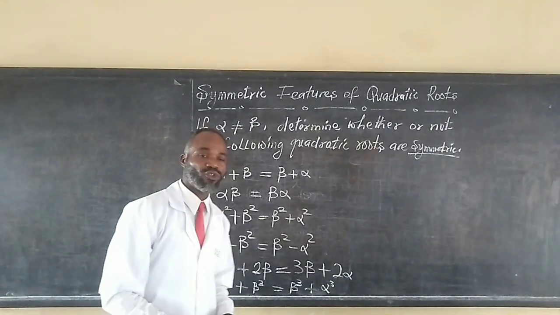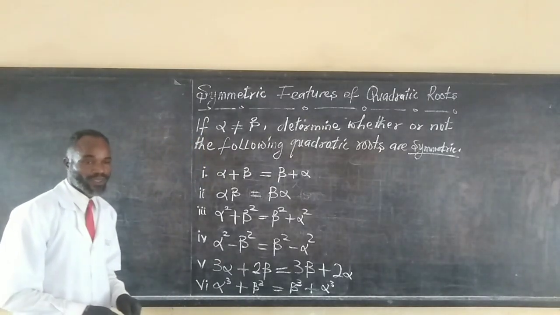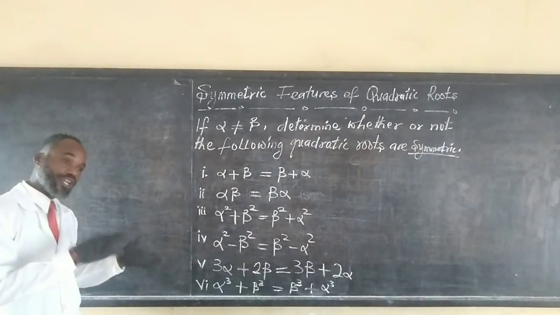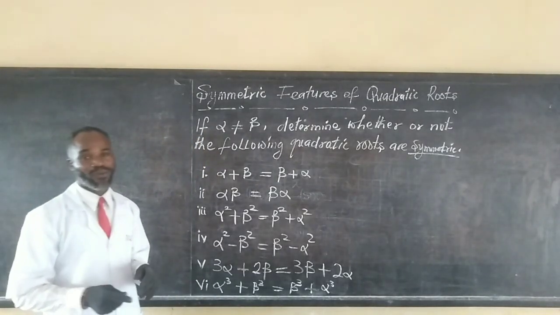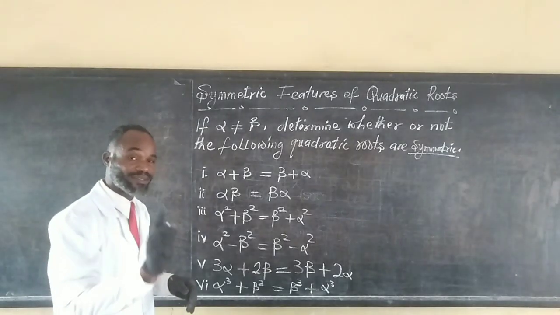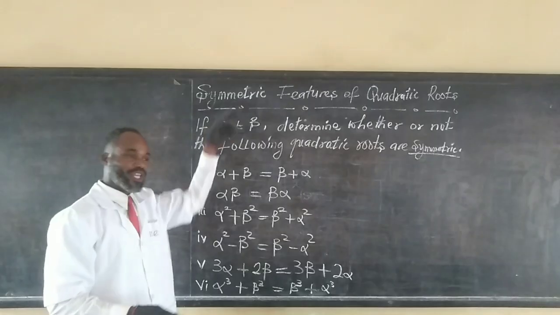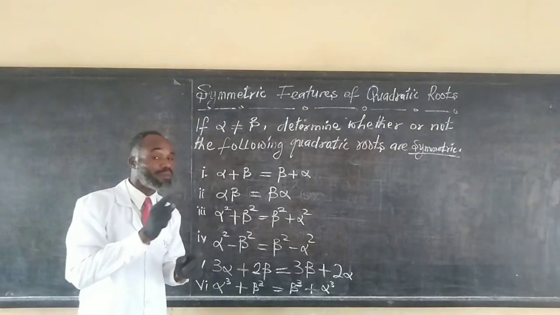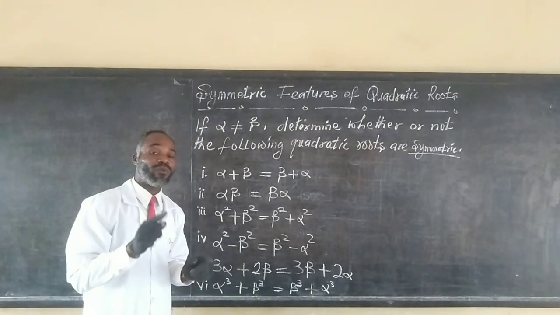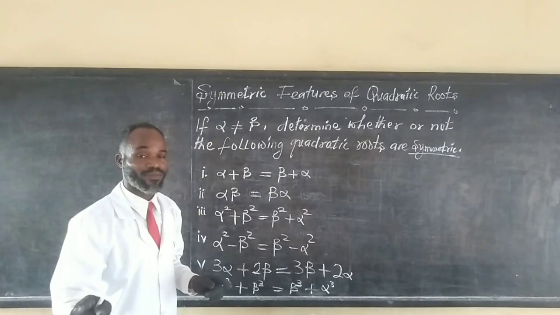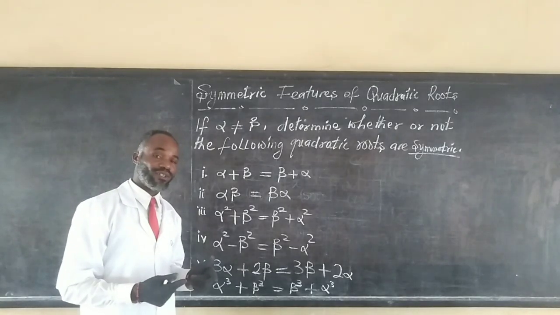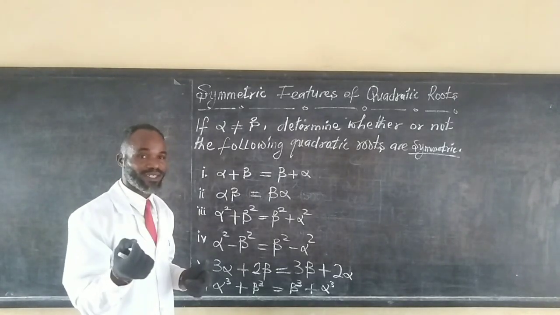When you have two quadratic roots and if they are interchanged somehow and the result remains the same, they are said to be symmetric. But if they are interchanged or multiplied by -1 and the result is not the same, they are said to be asymmetric.